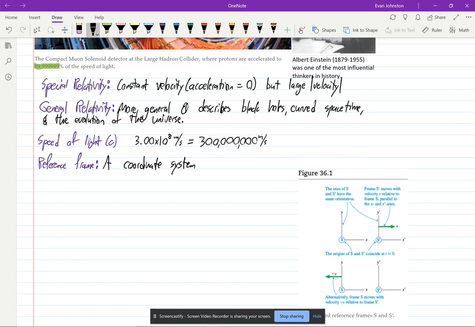Coordinate system where experimenters can make position and time measurements. Now, other things can be measured, but we're just going to stick to those two because it's kind of a special set of measurements. And this can be on moving objects.